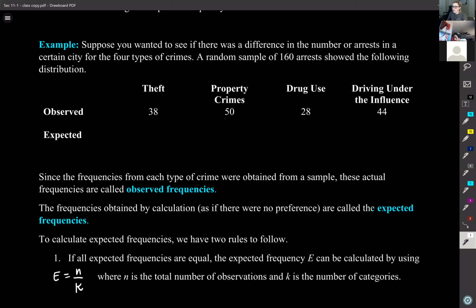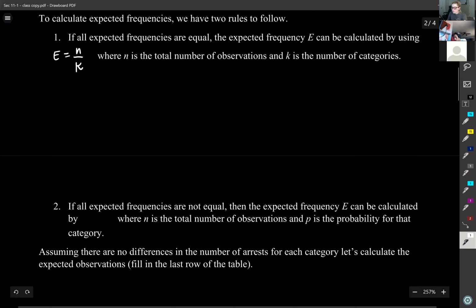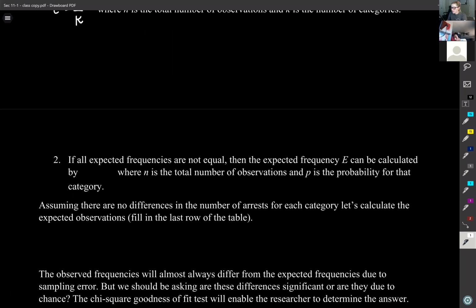There's another method. This one might seem more appropriate and possibly more accurate, but it says if all expected frequencies are not equal, then the expected frequency can be calculated using E equals N times P, where N is the total number of observations and P is the probability for that category. So let me explain what this would look like. We will be doing examples with both types, but I'll just talk about it verbally.